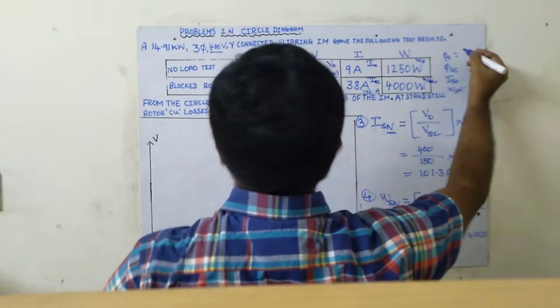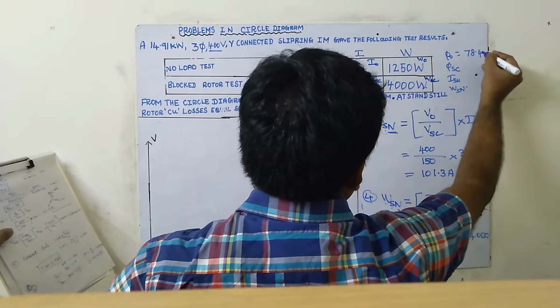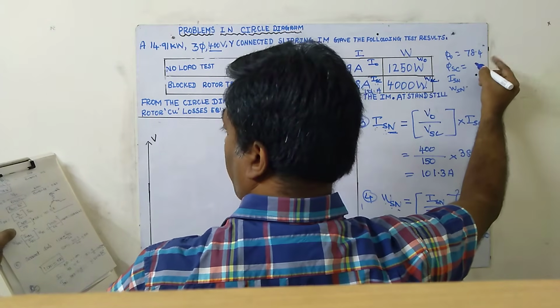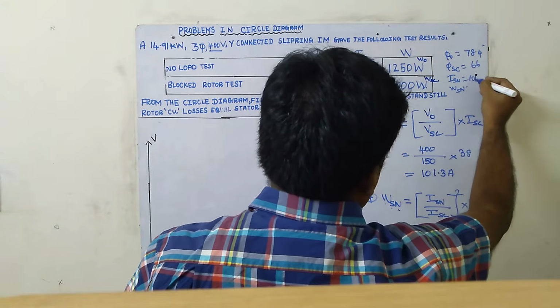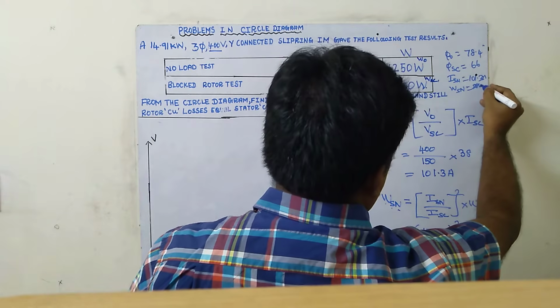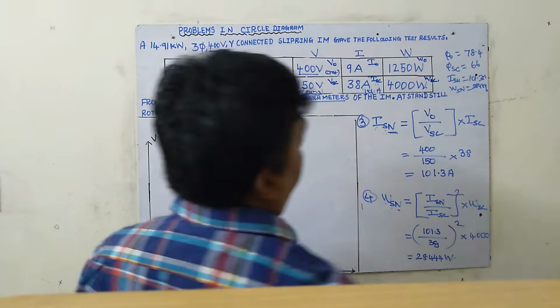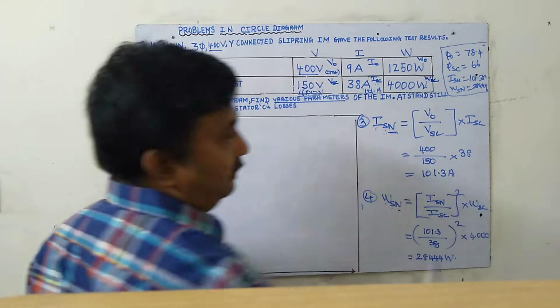So what I am getting: phi naught is 78.4 degree, phi SC equal to 66, ISN equal to 101.3 amps and WSN equal to 28,444 watts. Okay, these are the first four steps.